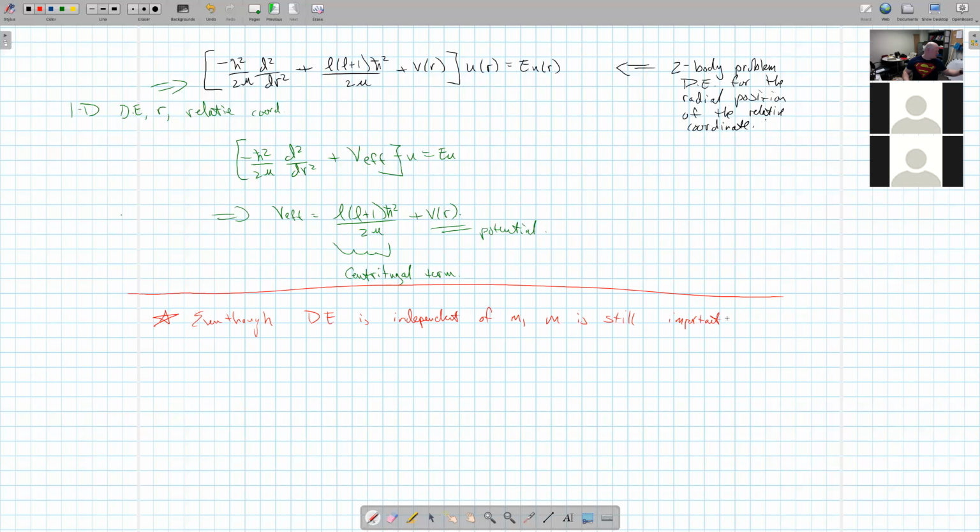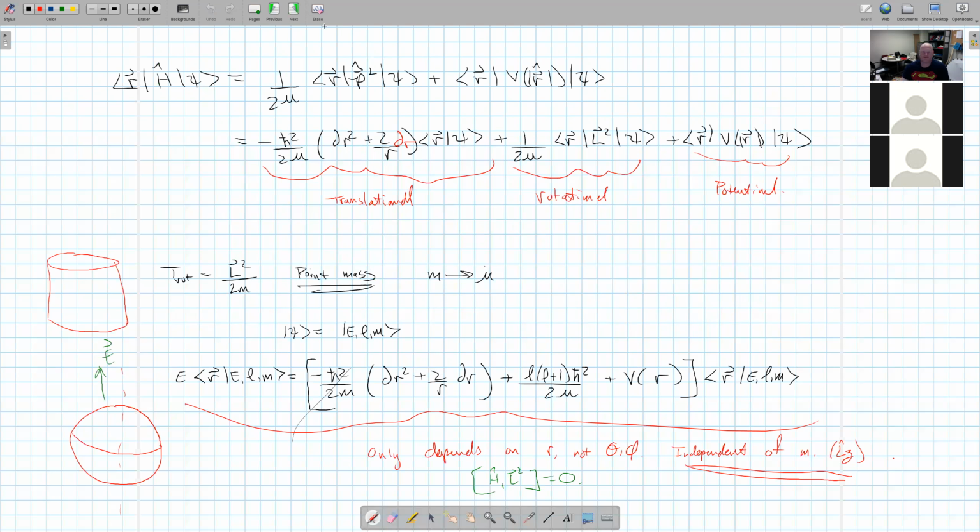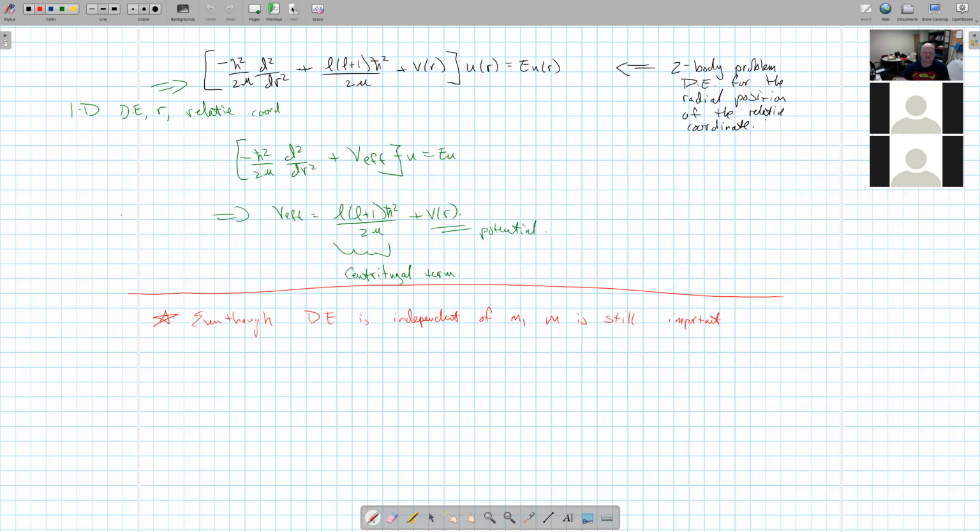So basically the reason for that is, remember that for a given L, there are 2L plus 1 possible M states, right? So for a given L, there are 2L plus 1 possible M states.